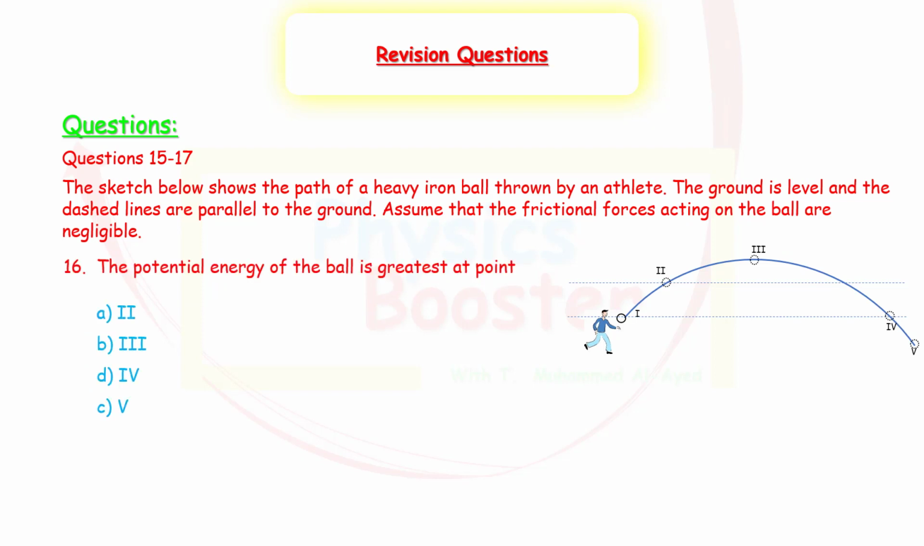Next question, the potential energy of the ball is greatest at point. Well, it's very clear that it's the highest point of the path, which is point or location 3. So the answer is B.